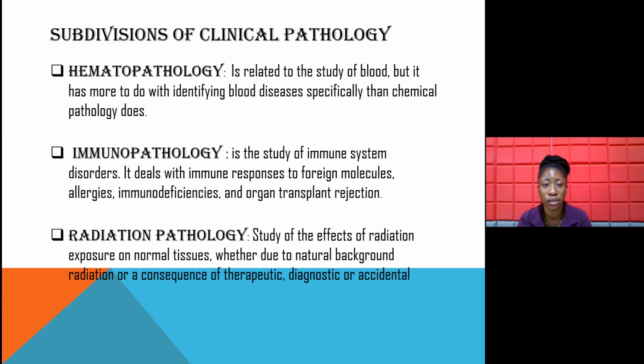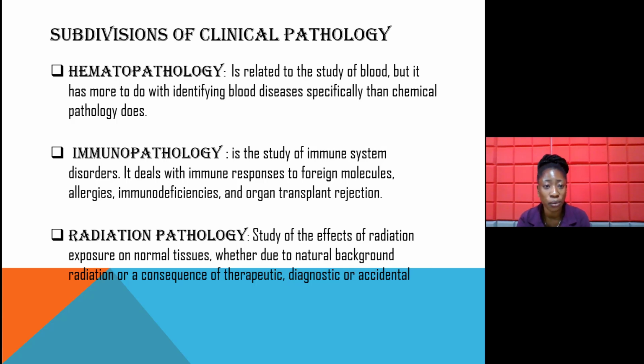Now let's talk about the subdivisions of clinical pathology. Like I said earlier, we have the hematopathology, immunopathology, and radiation pathology. And you should be able to know the meaning of these subdivisions. You should be able to define them.